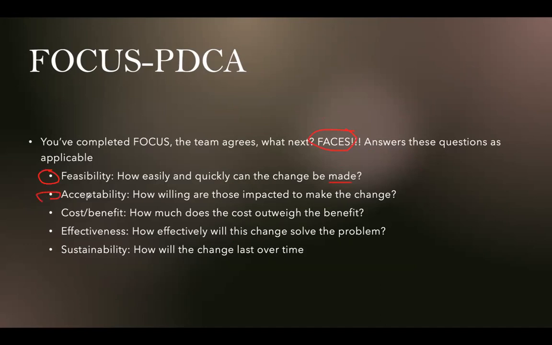Acceptability, how willing are those impacted to make the change? Are they willing to do it? And if you have an entire medical staff raise up against you, that may be hard to deal with. If you have one or two outliers, that may be easier to deal with, or would be. The cost benefit. Do the costs outweigh the benefit of the medication?